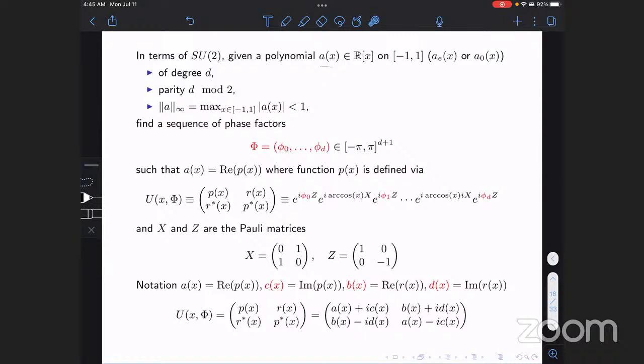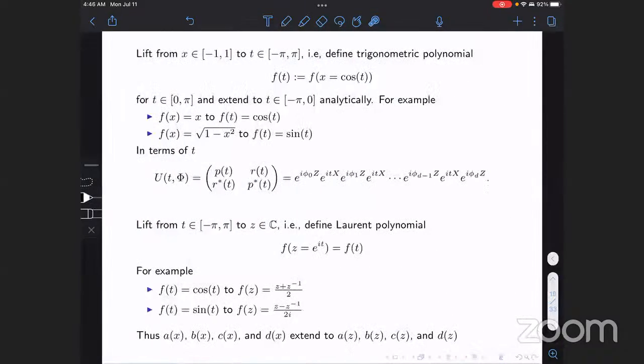For the rest of the discussion, it's useful to introduce a few notations. Here we say that A(x), the polynomial that we're going to approximate, is equal to the real part of this 1-1 block, which is P. It's useful to introduce names for the rest of these P and R. So the imaginary part of P is going to be called C(x), the real part of R is going to be denoted by B(x), and the imaginary part of R is going to be denoted by D(x).